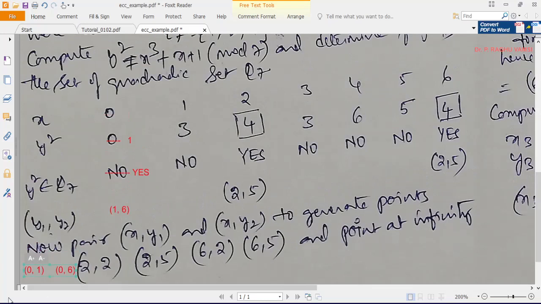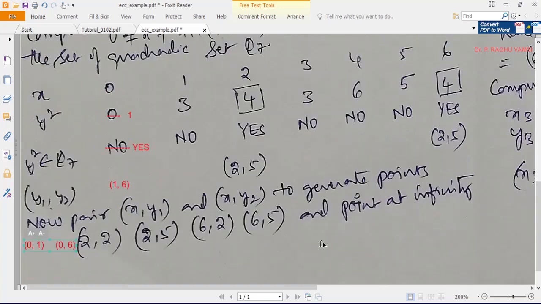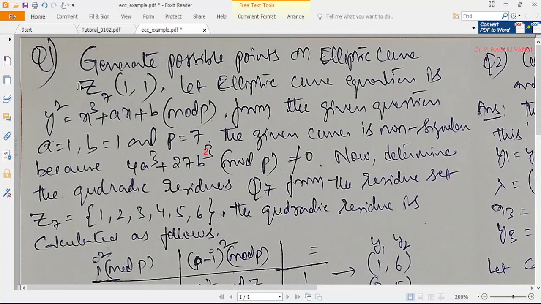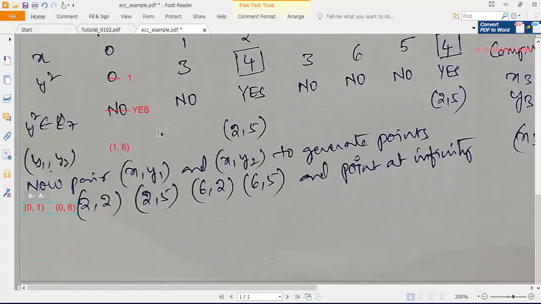So the points that can be generated over the elliptic curve are 0 comma 1, 0 comma 6, 2 comma 2, 2 comma 5, 6 comma 2, 6 comma 5, and we have seen during the definition of the elliptic curve generation of the points, the point at infinity will also be considered as part of the generating points. So the points that are going to be generated on the elliptic curve Z7 of 1 comma 1 will be like this.